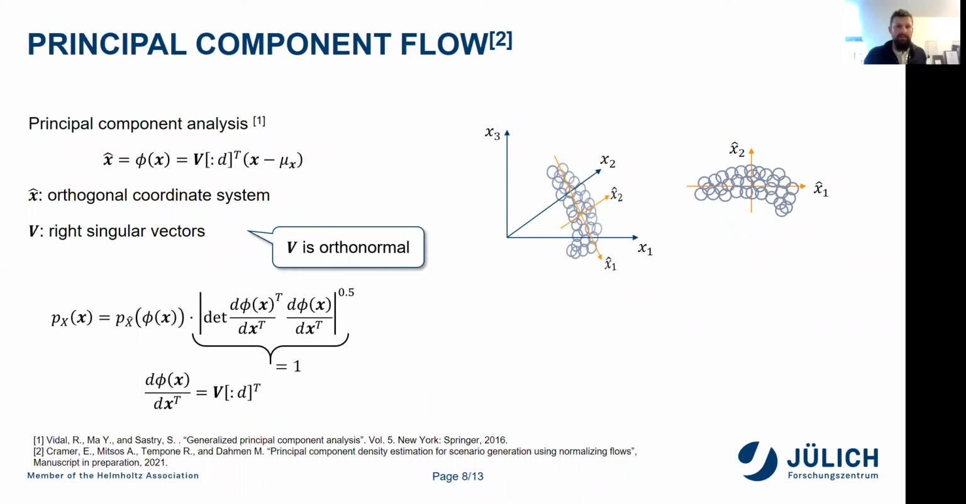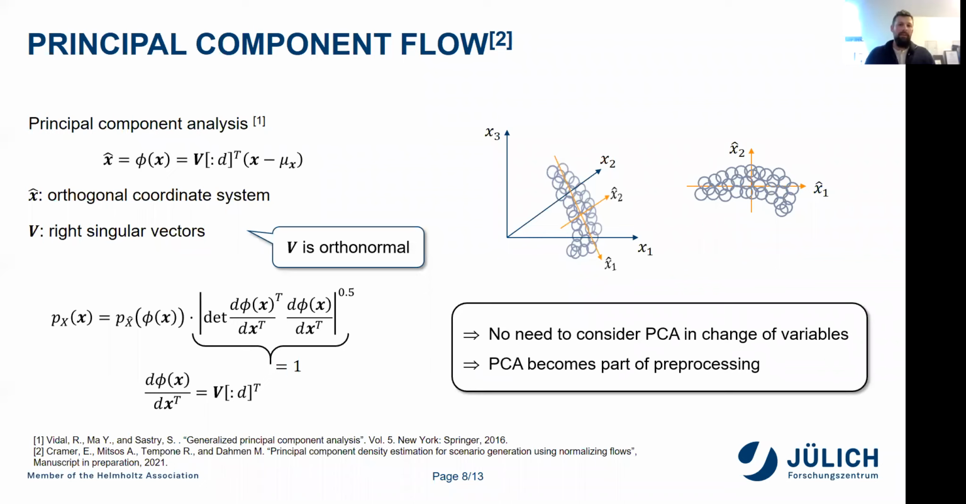So this does a couple nice things for us. The first thing is that we don't need to consider this in the change of variables, meaning during training, we don't have to solve this expression, which is potentially going to save us a bunch of time. And much rather, we can move the PCA from the training of the normalizing flow simply to pre-processing, which is also nice if you look at things from a coding perspective.